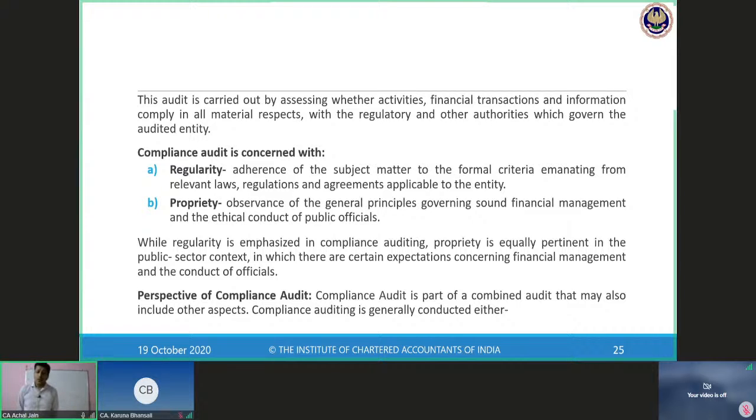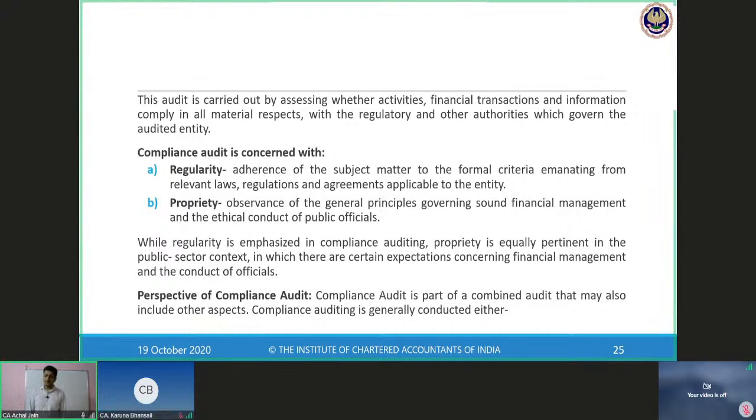It is carried out by assessing whether activities, financial transactions, information comply in all material respects with the regulatory and authorities which govern the audited entity. It may be concerned with regularity, that means adherence of the subject matter to formal criteria, which may be emanating from relevant laws, regulations, and agreements applicable to the entity.